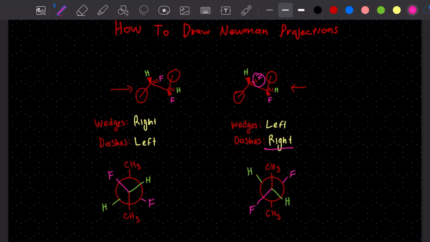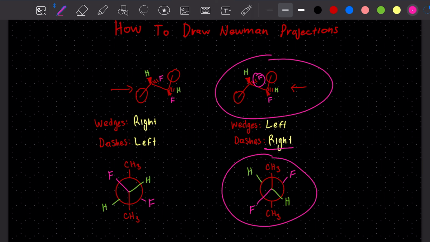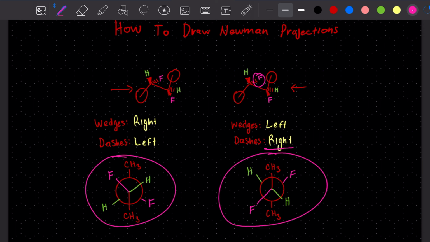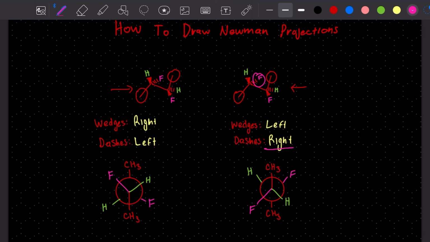And it's going to look like that. And this is our Newman projection for that molecule right there. And notice that although we have the same molecule for both of the problems, we have different angles in which we're asked to draw the Newman projection. And for that reason, we're going to have two different Newman projections for both of the problems.